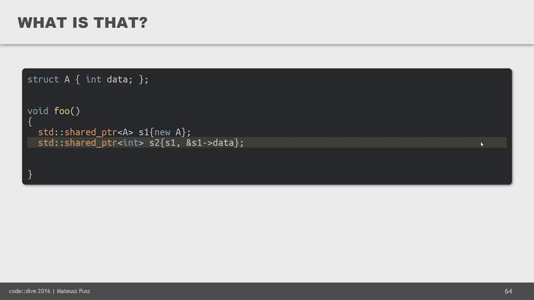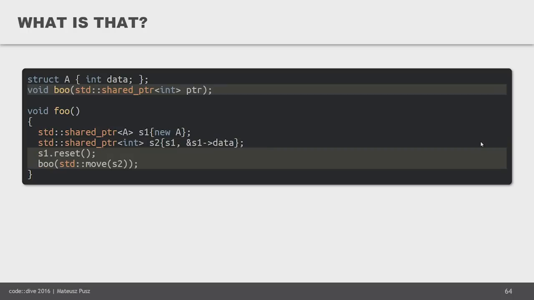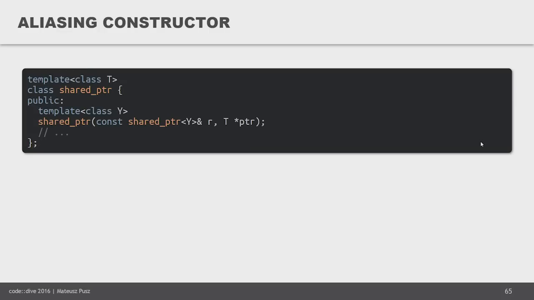And the typical usage of this is that right away you can reset S1, making the use count equals 1, and you can move it to some interface that wants shared pointer from int from you, not the shared pointer of A that you constructed. That thing is called aliasing constructor in shared pointer. And it basically looks like this.